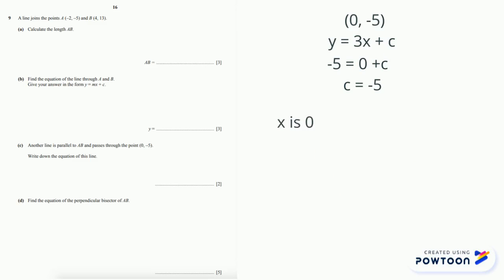One tip I can give you is that the coordinate given is a y-intercept because the value of x is 0. The value of the y-intercept is the value of c. Therefore, you can just immediately find the value of c if you are given a coordinate where the x value is 0. The final answer is y equals 3x minus 5.